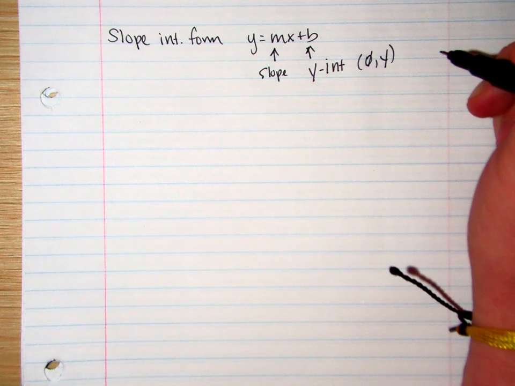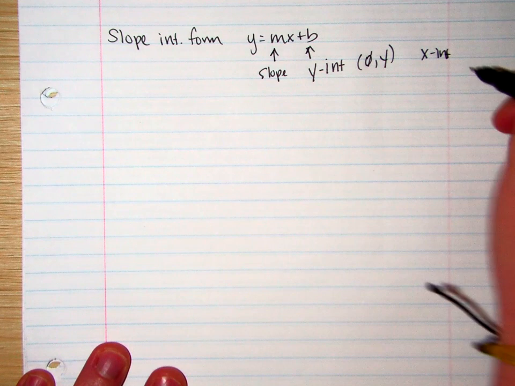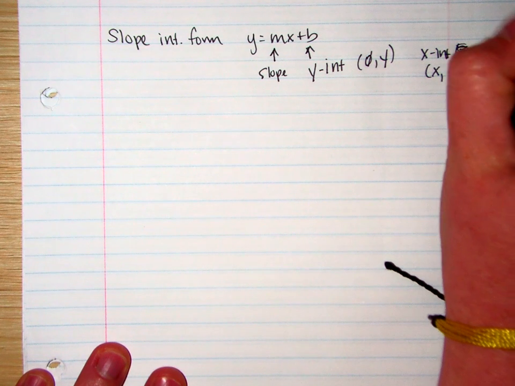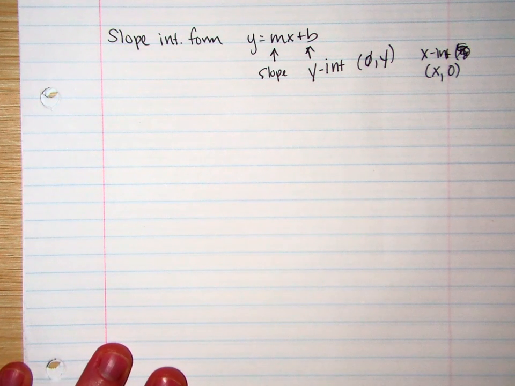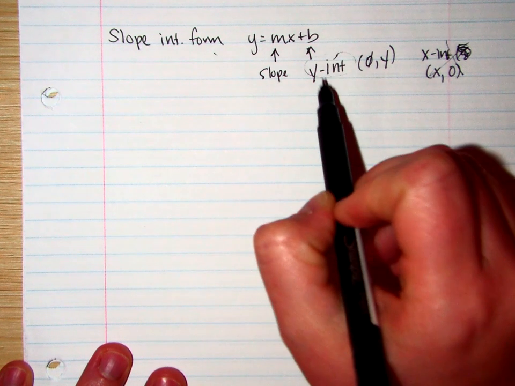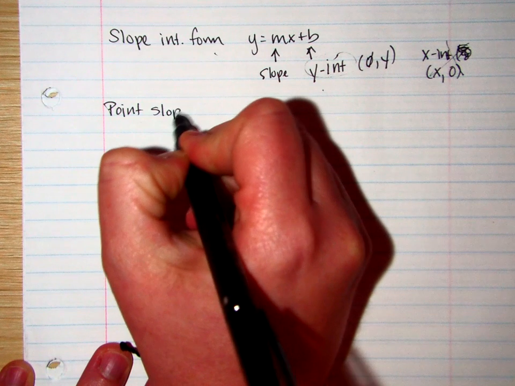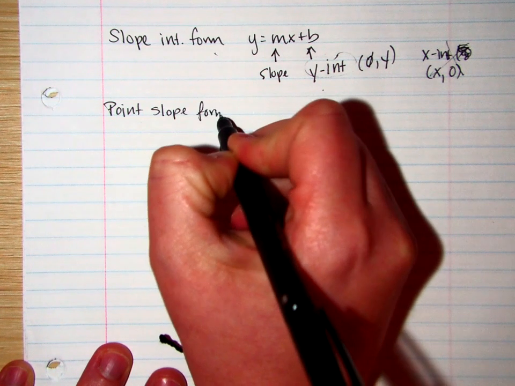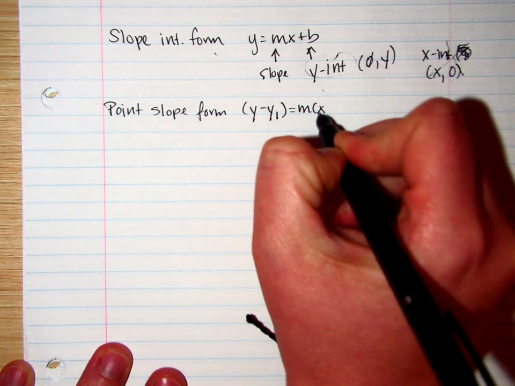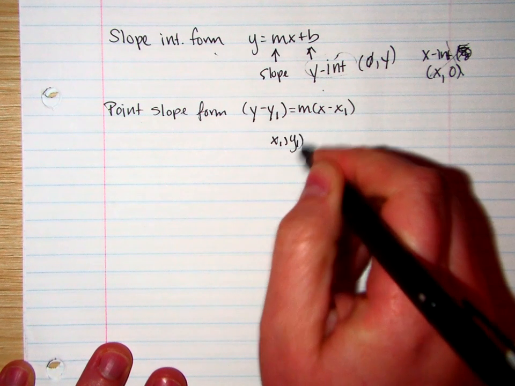The x-intercept is the opposite. So if you had the x-intercept of a graph, you plug in 0 for x, and that would get you your x-intercept. X-intercept is not really needed for slope-intercept form because it's just written off your y-intercept, or where you cross the y-axis. Then you also have point-slope form, where you have y minus y1 equals m times x minus x1. x1, y1 is just the point you go through.